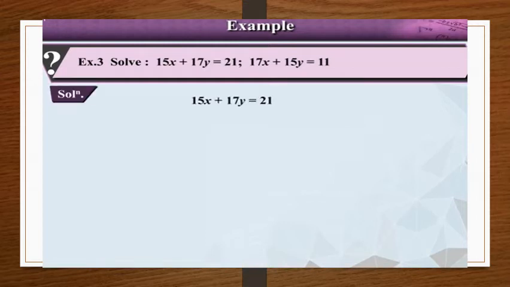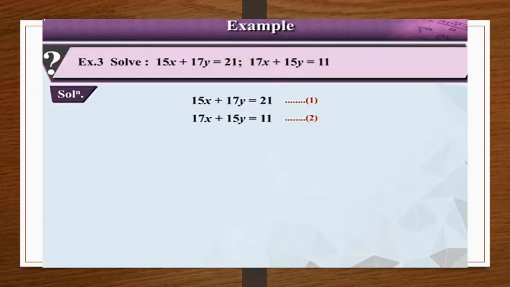Now let us begin with the solution. 15x plus 17y is equal to 21. This is the first equation. Let's number this equation as equation number 1. 17x plus 15y is equal to 11. Let us number this equation as equation number 2.